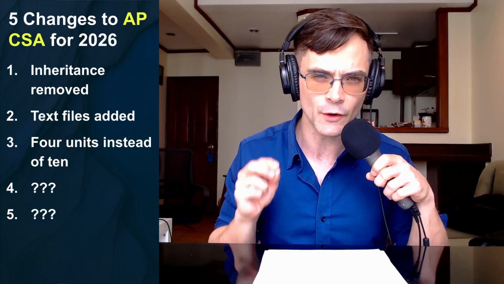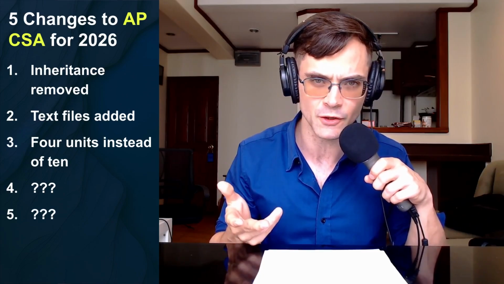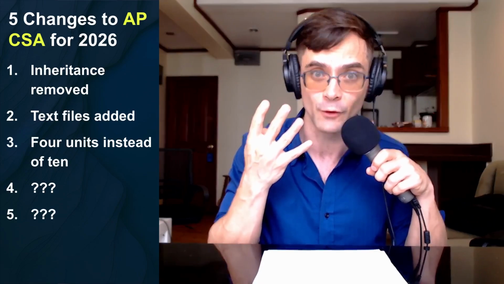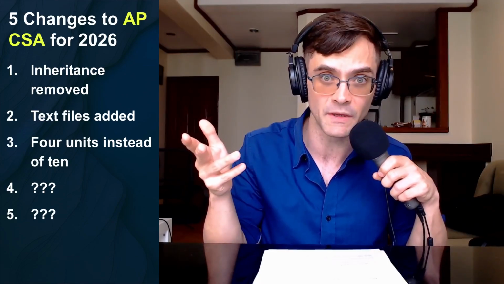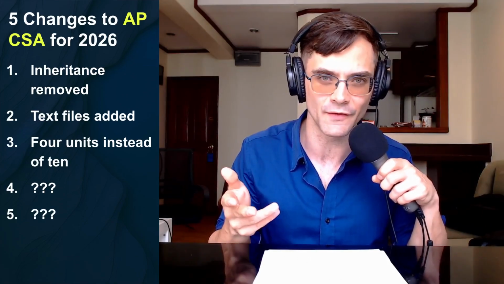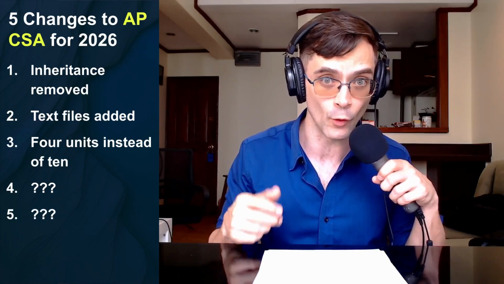The third big change to AP CSA is that there used to be 10 units in the course, according to the official document on the College Board website. Now we're down to 4 units. Wow, that's a huge change. Half the material's gone. Actually, no. They didn't really remove that much material. They only cut the unit on inheritance, and then they kind of merged the other units into 4 big units.